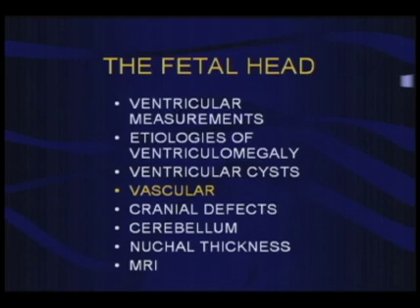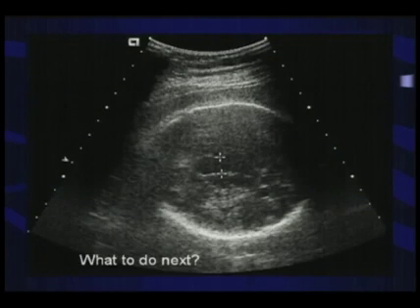So I've taken you through a list of different things, and the last thing I'd like to talk to you about in the supratentorial brain is vascular abnormalities. Next case, we see a tubular structure in the middle of the brain. What do you do next? Well, there's one of two things we can do.